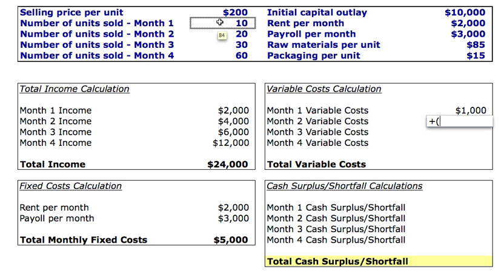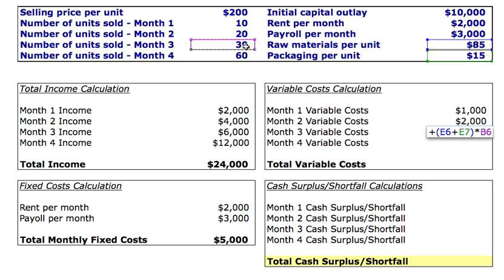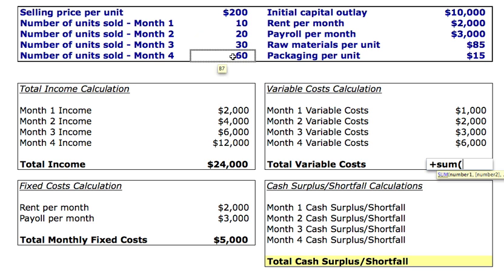We're going to repeat that process for each respective month. So there's the $100. We're going to multiply that by the number of units sold in month 2. One more time for month 3, we have the 100 times the 30 units, $3,000. And lastly, for month 4. And similar to the other steps, we're just going to add up the total variable costs for the 4 months, which is $12,000.